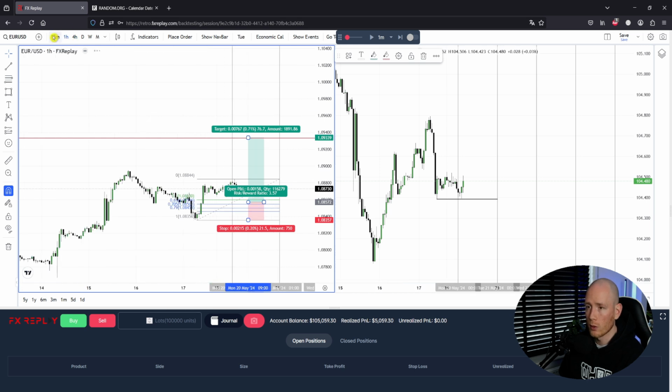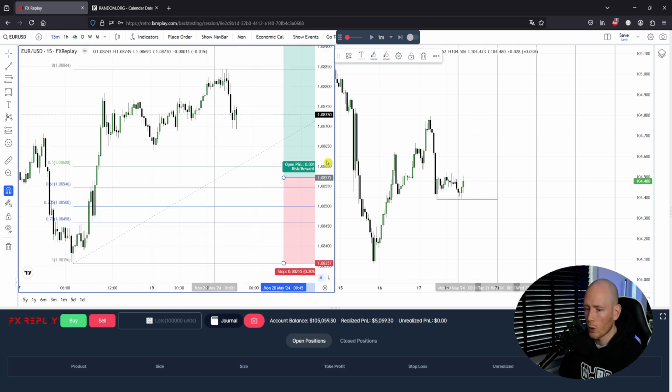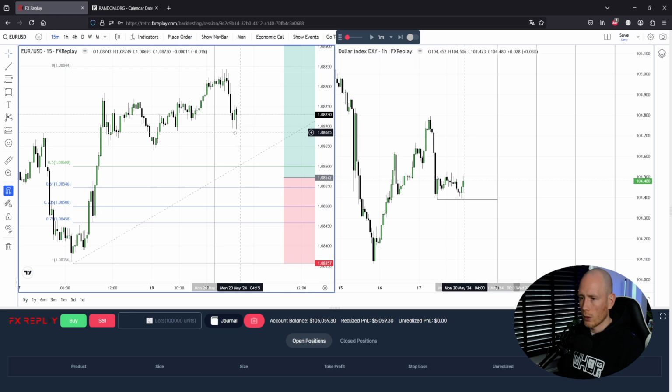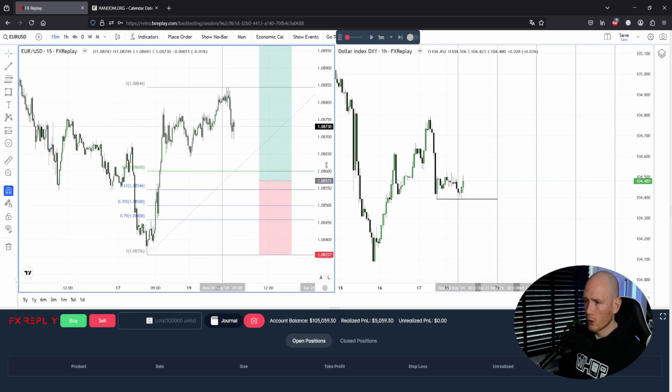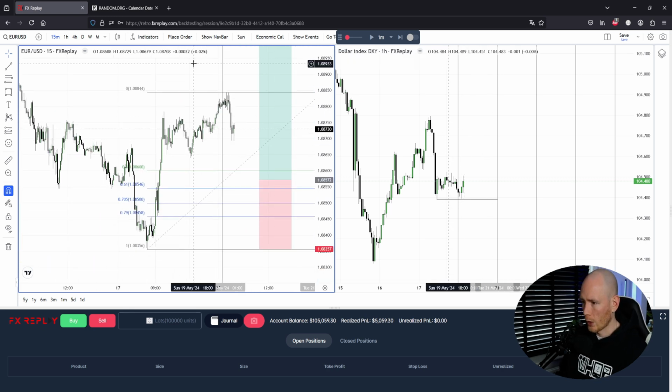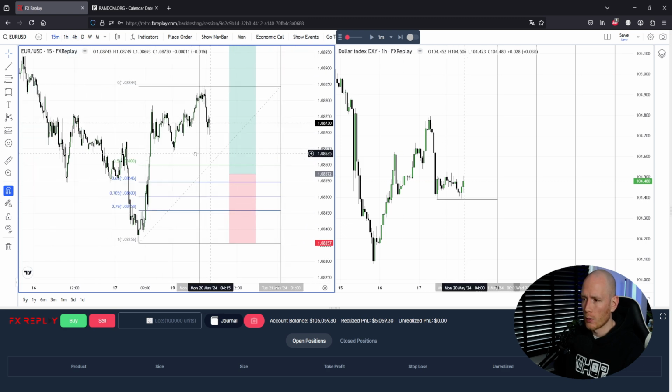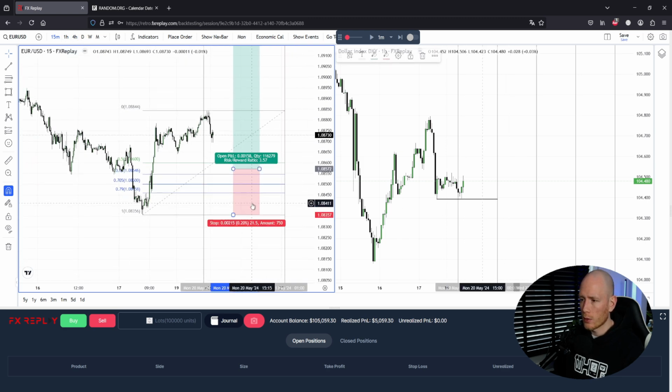Still very good. I think this is probably going to be the last trade of the simulation. Otherwise, we're going to drag it out too long. But hey, this is a very successful simulation right now. Win rate is pretty good. Risk to reward, pretty good. Let's put in an order.